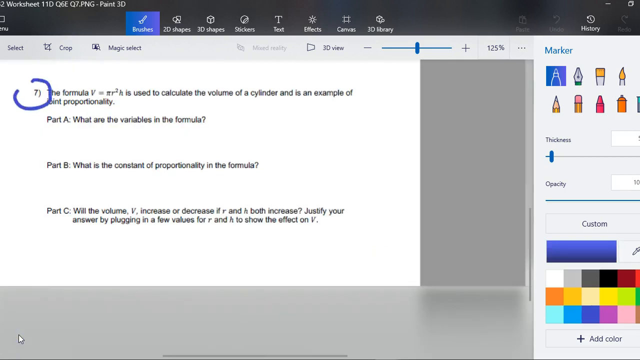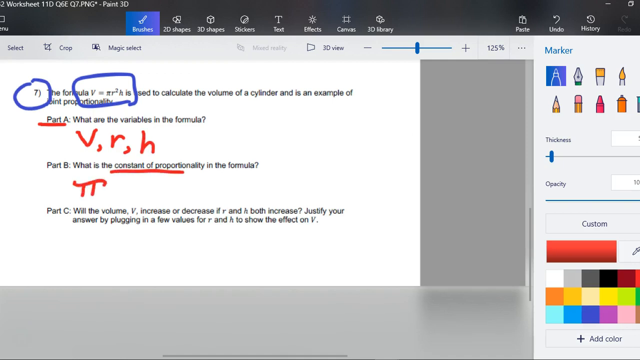Part 7, the formula for volume. It's used to calculate the volume of a cylinder, and it's an example of joint proportionality. Part A, what are the variables that are in this formula? Well, V for volume, R, which is going to be a radius, and H for the height. What is the constant of proportionality? Well, pi. Pi is 3.14 and beyond.